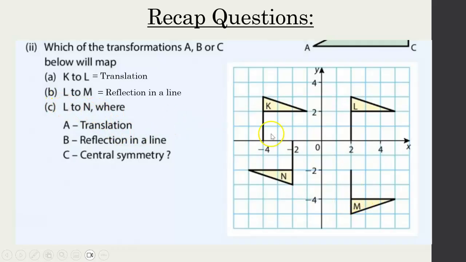What about L to N? So this to this. Well, now you notice, it's not translation because it's rotated. Is it an axial one? No. I don't think there's a way I could fold it to make it go there. But you notice the way it's flipped upside down? Well, that means it's central symmetry.